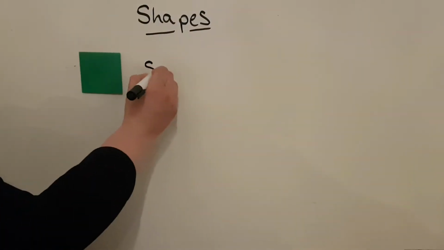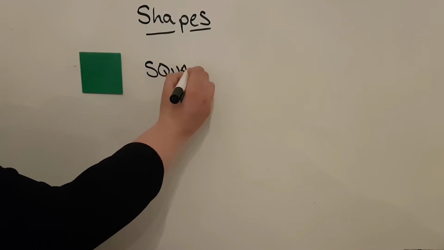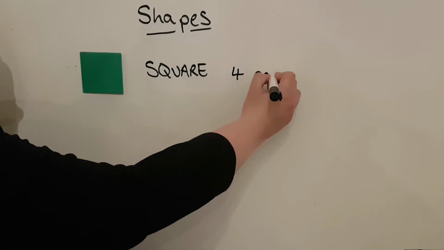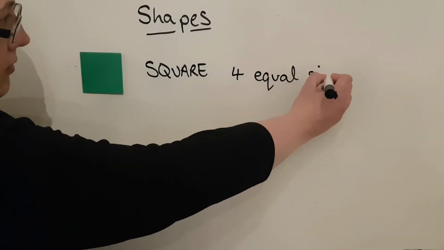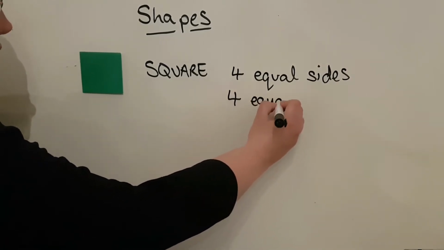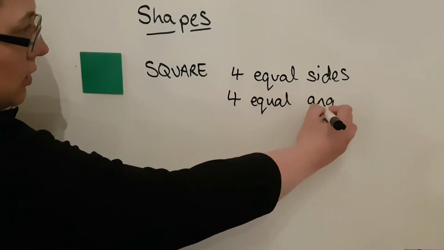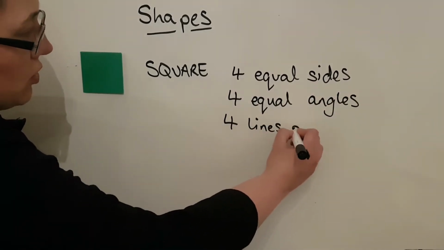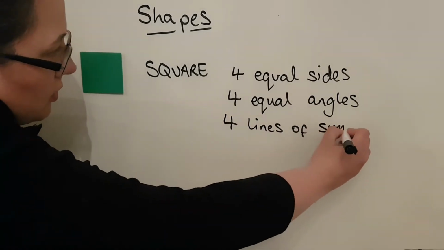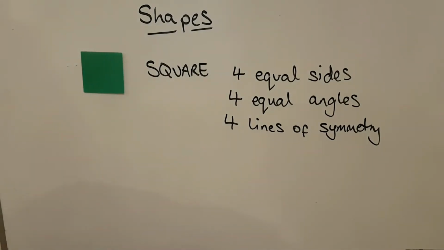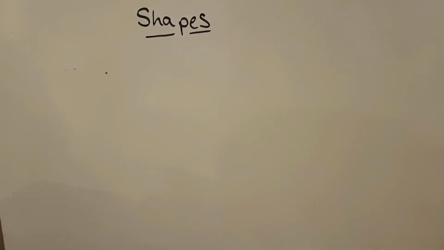Okay, so this is a square. And they've got 4 equal sides, 4 equal corners or angles, and 4 lines of symmetry. Okay, sides are sometimes called edges, angles are sometimes called corners or vertices. So that is a square.